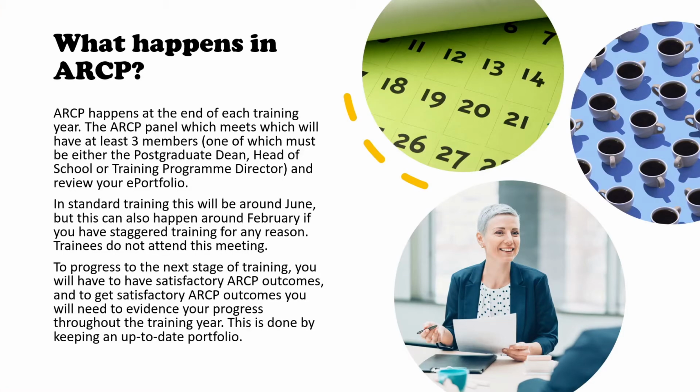What happens in ARCP? ARCP generally happens at the end of each training year. The ARCP panel members will meet, and there will be at least 3 members of that panel, one of which must be either the postgraduate dean, the head of school, or a training program director, and they review your e-portfolio. In standard training, this happens around June time, but it could also happen in February if you have staggered your training for any reason. Trainees generally don't attend these meetings.